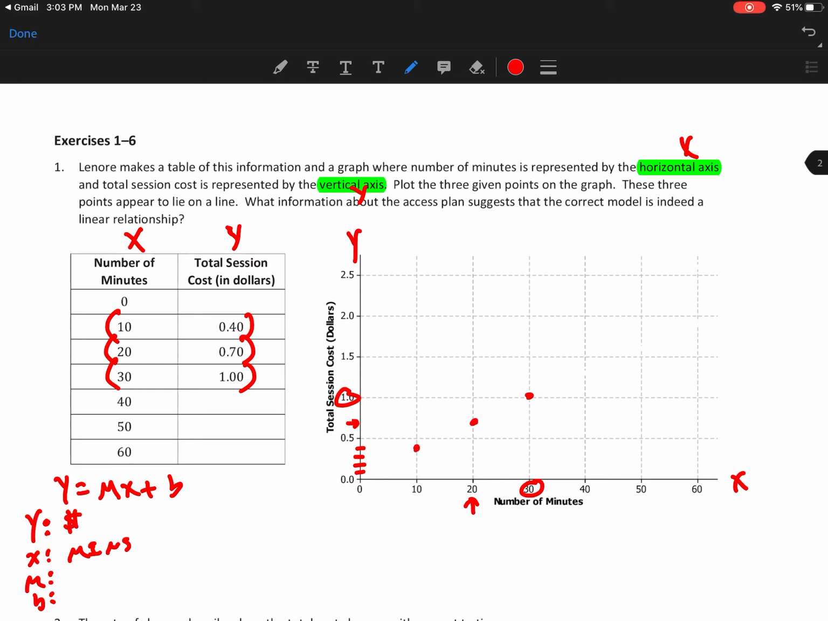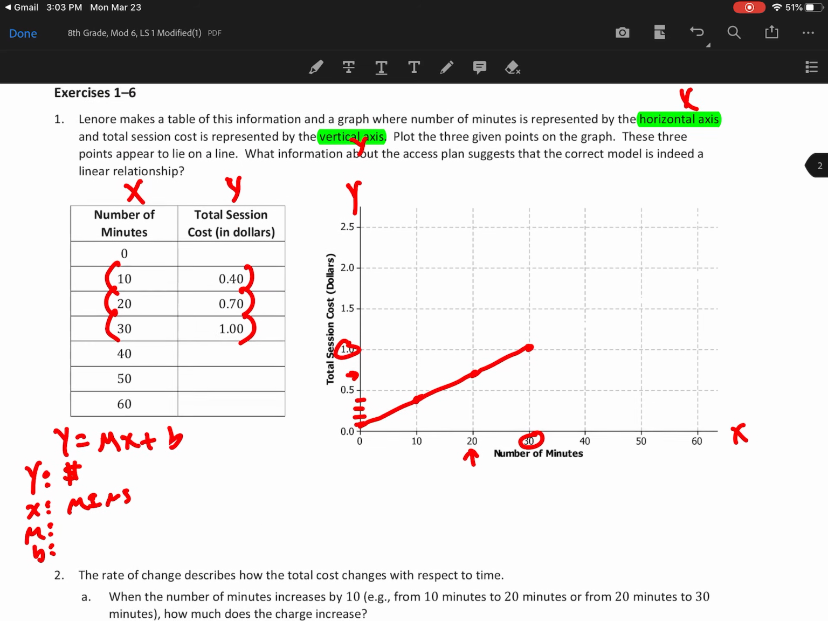Okay? And if you want, pause the video, use the lines on your loose leaf or in your notebook to create a table, and just do your best to make it as precise as you can. But we know that if we connect these points and keep that line straight, it does not pass through 0, 0, because we know we're not dealing with y equals mx. Okay? And so this is a straight line. This is linear. What information about the axis plane suggests that the correct model is indeed a linear relationship? Okay? So we've plotted those things.